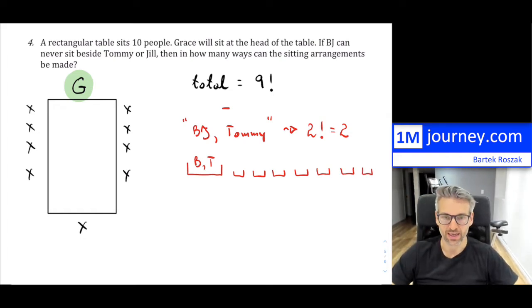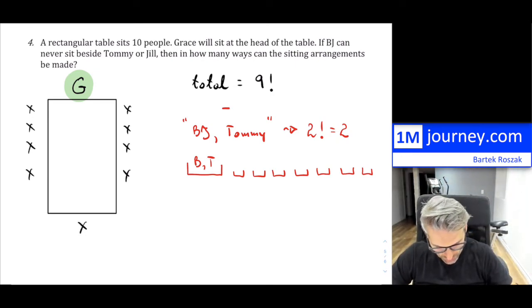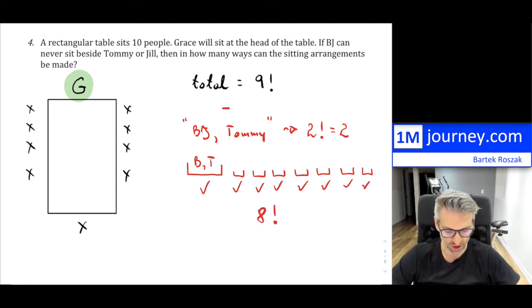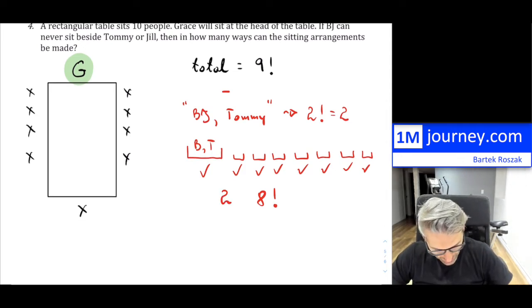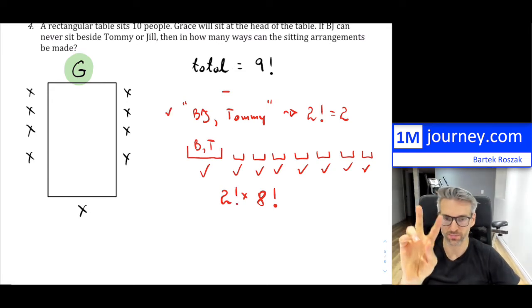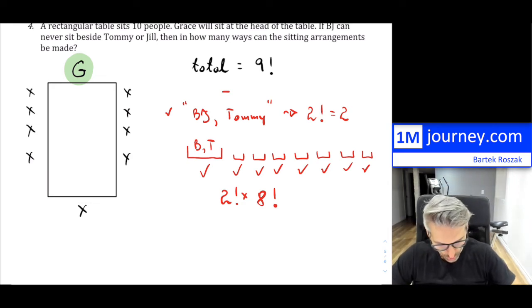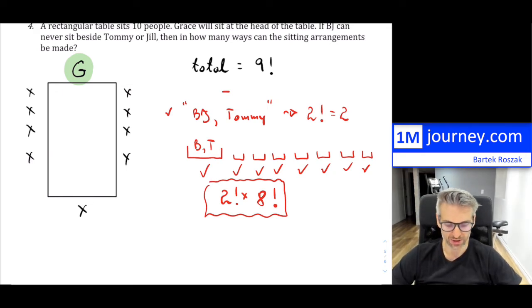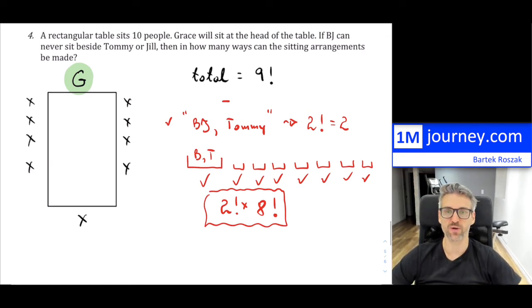So I have 1 unit, BJ and Tommy, and then 7 others around the table. I can swap them where BT is just 1 unit, so that means 8 factorial ways to rearrange these when B and T are together, multiplied by 2 factorial, because I can arrange BJ and Tommy either way. That is the total when BJ and Tommy are together. Now I don't want them together, so I'm going to subtract it.